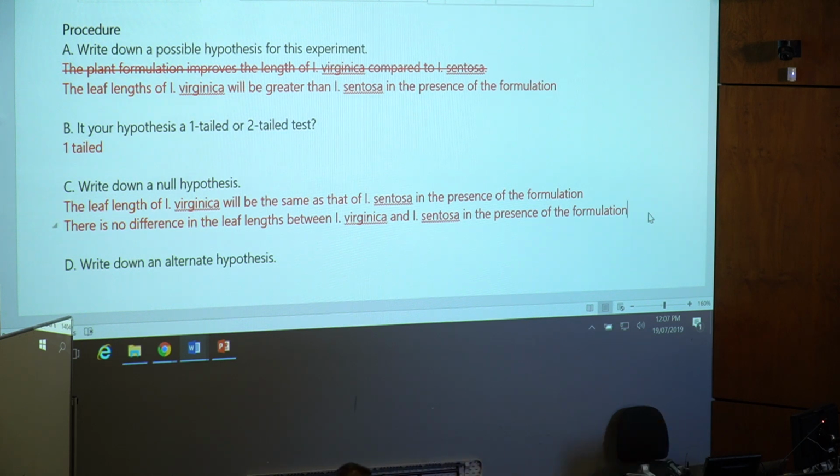Would you include like the leaf length of I. virginica will be the same as or less than that of I. centosa? No, we're just opposing the scientific hypothesis. So you have to look at the wording of the scientific hypothesis. The scientific hypothesis says that the leaf length will be greater. And all you're saying is that that's not true. So if it says greater than, you're not stating it's going to be less than. So the opposite of that, wouldn't it be equal? It's not greater than.